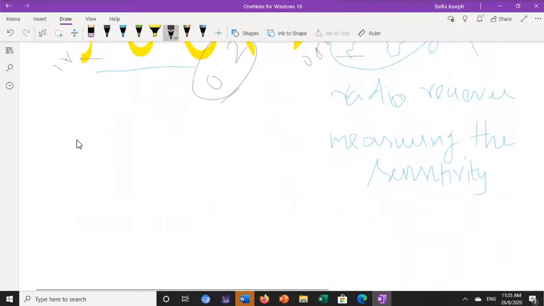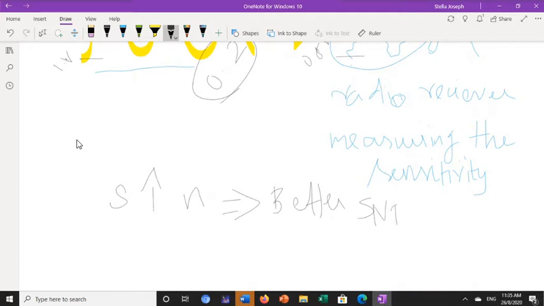So I can say, if my signal is more than the noise, then I can say it is better SNR. Better SNR is the better quality of my signal. I am getting 90% of the signal properly.